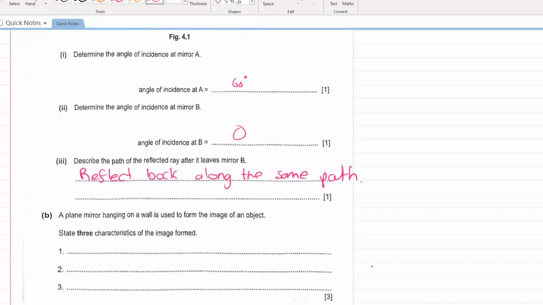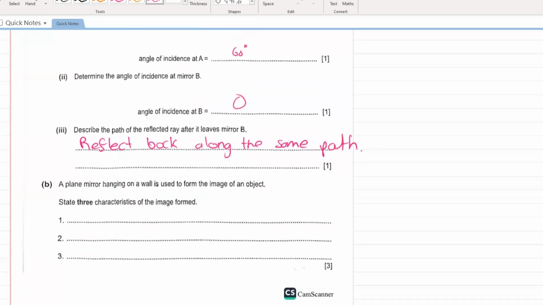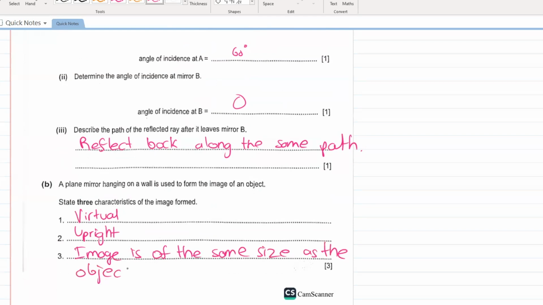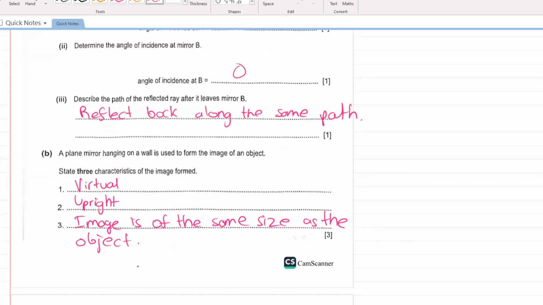Let's further move ahead. A mirror hanging on a wall is used to form an image of an object. State three characteristics of the image formed: virtual, upright, and the image is of the same size as the object. Simple as that. Let's move on to the next question.